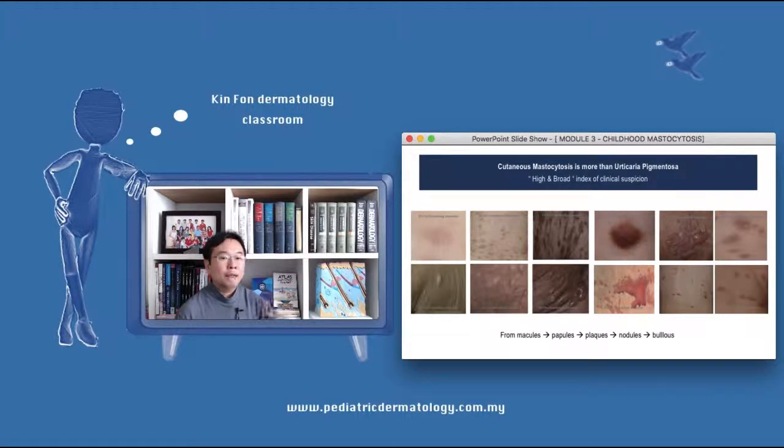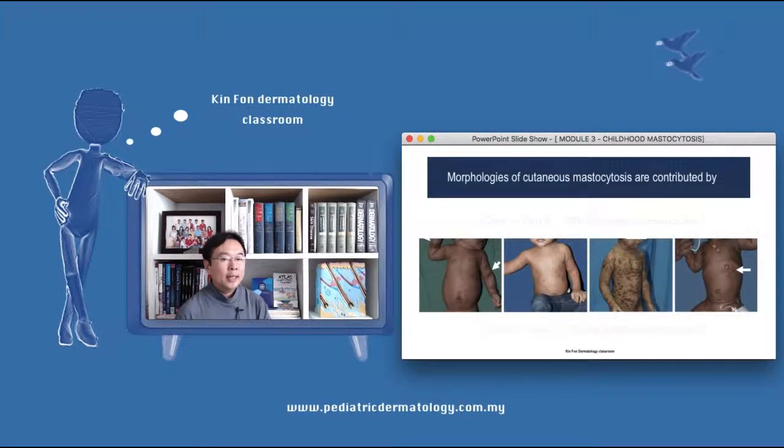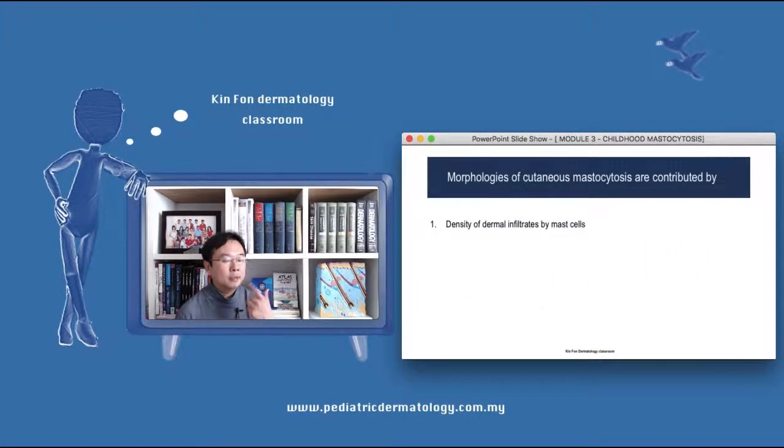Hence, we need to have a high and broad index of suspicion. Some of you might ask, why is it so? Because the final morphological appearance is based on the density of the dermal infiltrates, the degree of the degranulation, and also basal pigmentation. Without further delay, let us take a look at the first factor, the density of the dermal infiltrate by mast cells.